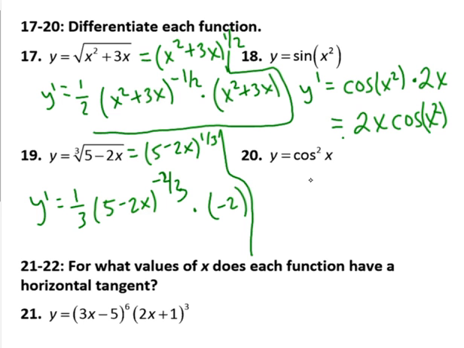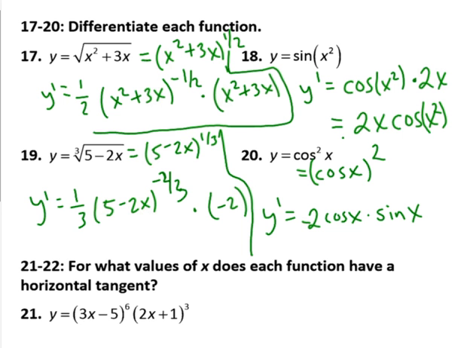All right, and then number 20, cosine squared of x. Remember, like I said in class, this is the same as cosine x squared. So the outer function is squared. So this would be 2 times cosine x times the derivative of cosine, which is negative sine. So I'm going to put the negative out front and then the sine. Okay?